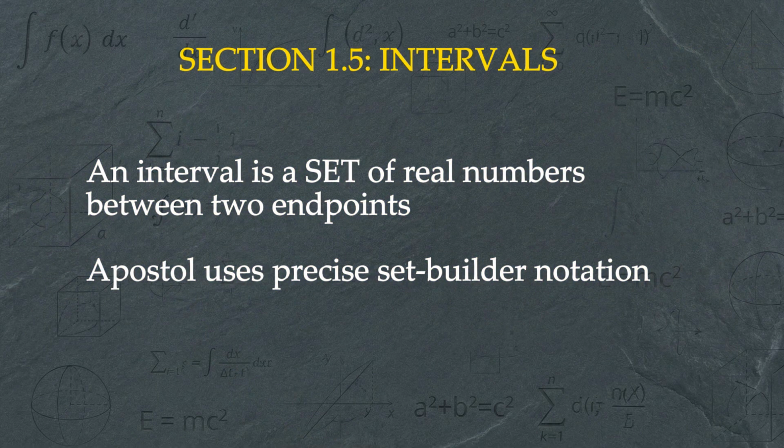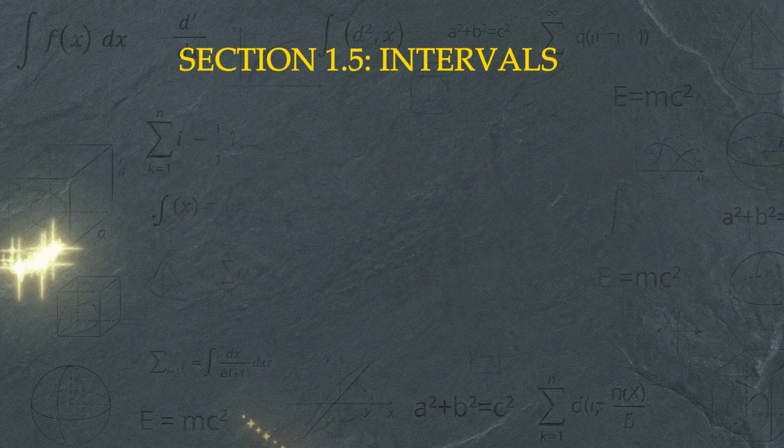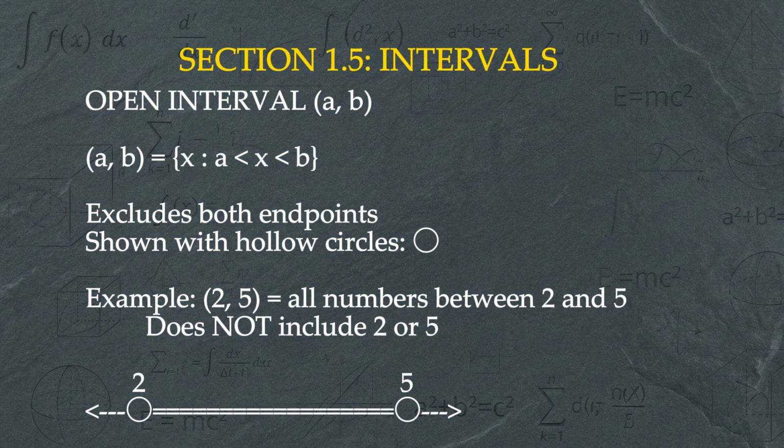This geometric picture leads naturally to the concept of intervals in section 1.5. An interval is a set of real numbers between two endpoints. Apostol is rigorous with his notation here, using proper set builder notation. An open interval, denoted with parentheses, excludes both endpoints. The open interval from A to B is the set of all x such that A is strictly less than x and x is strictly less than B. We show this on the number line with hollow circles at the endpoints.